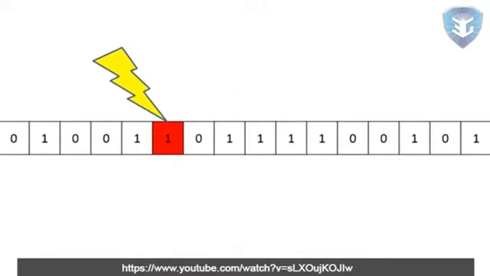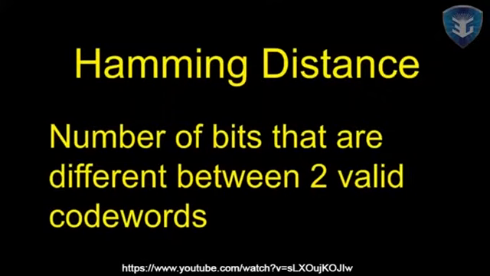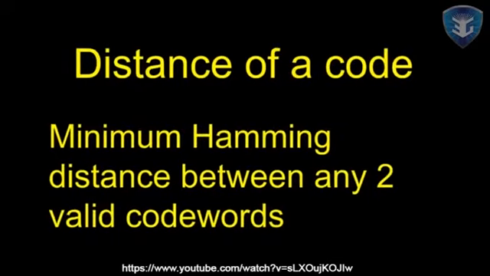To understand how we detect and correct these bit flip errors, let's start by discussing a concept called the Hamming distance. The Hamming distance between two code words is the number of bits that are different between two valid code words. The Hamming distance of a code as a whole is the minimum Hamming distance between all code words.